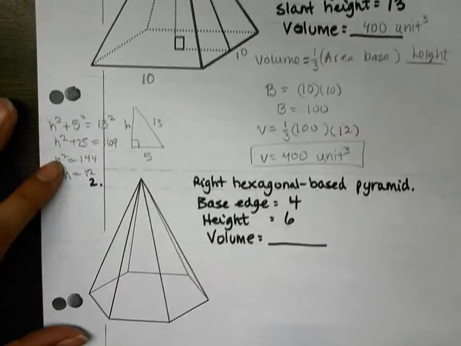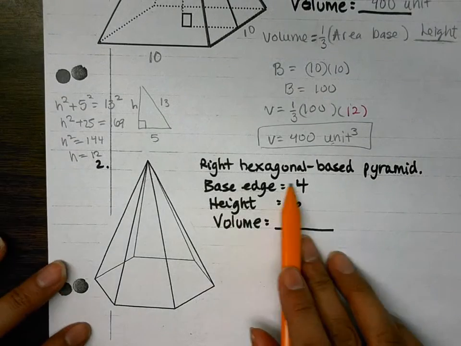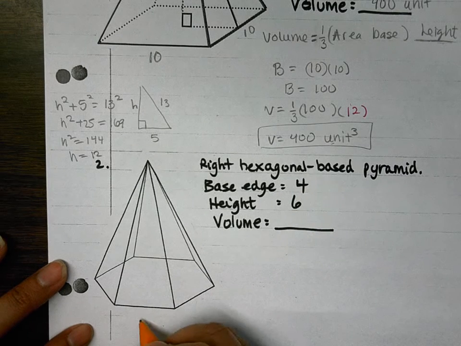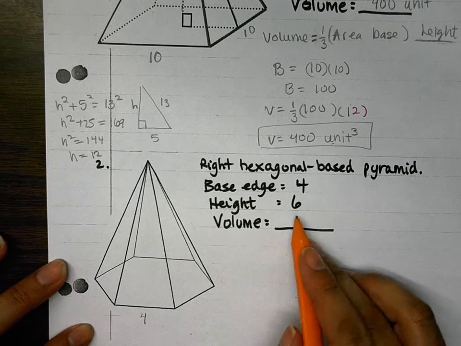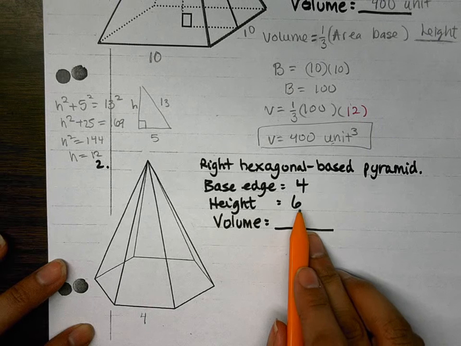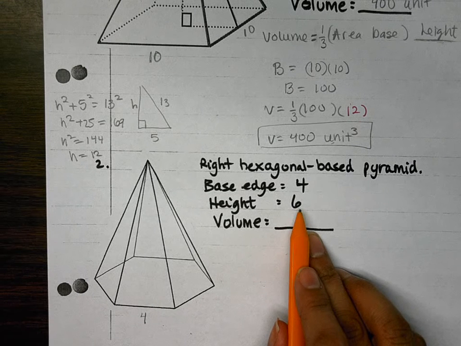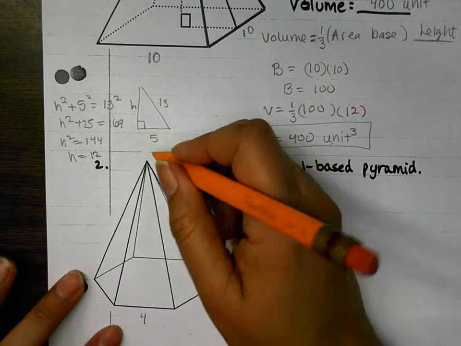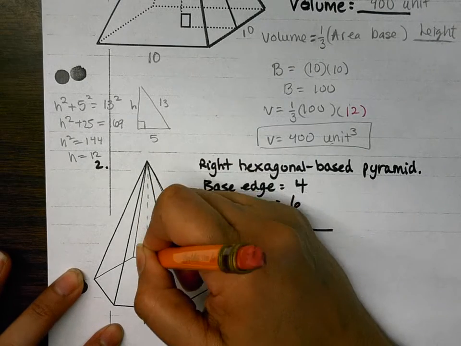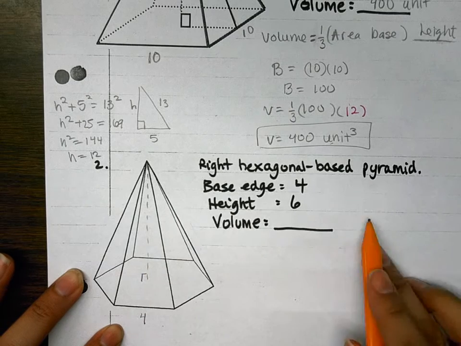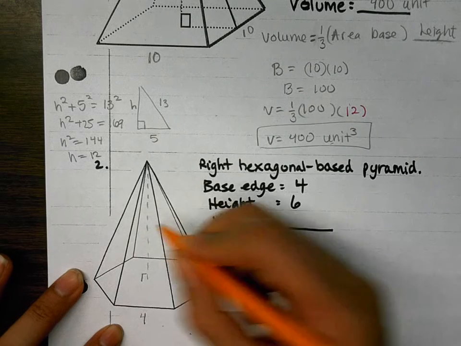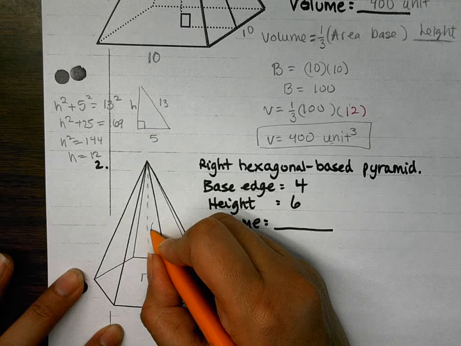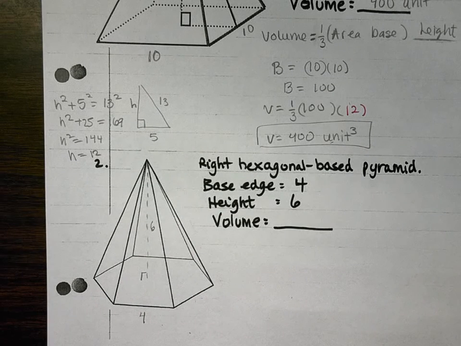All right, next one. A right hexagonal-based pyramid with a base edge of 4 and a height of 6. Is this the height, the perpendicular height, or the slant height? It's only slant height if it says slant. If it doesn't have slant, it's the perpendicular height. And they didn't give you the dotted line, so you have to draw it in there on your own. All right, so far so good?